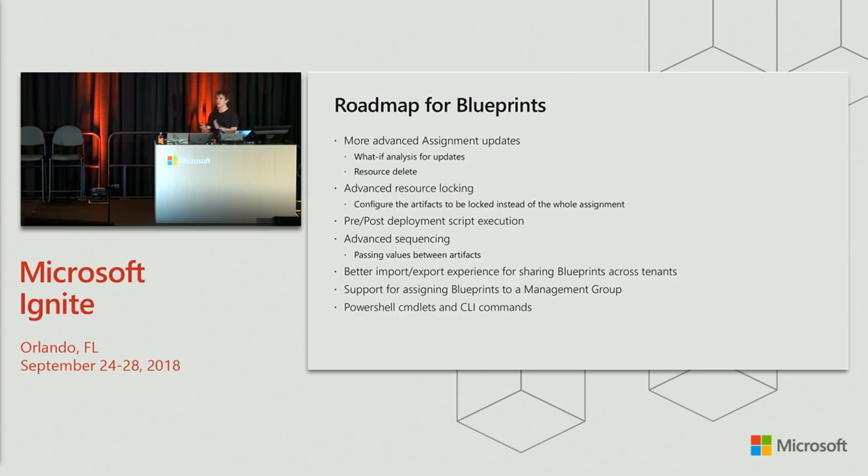Okay, the last thing I'm going to talk about is our roadmap for blueprints. Obviously, we just got to public preview on Monday, and we have a ton of things that we want to do. The first one is more advanced assignment updates. So things like what-if analysis for your updates, as well as things like support for resource delete. If you remove an artifact from a definition, we should go and remove that resource. If you are using ARM a lot today, you know this is something you can't explicitly delete a resource, so this is something that we're going to be able to help out with.